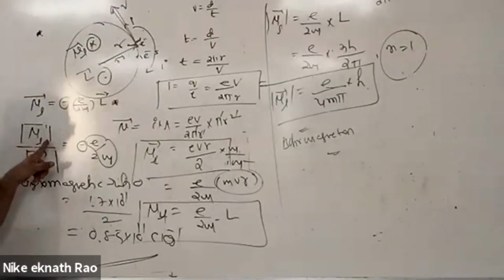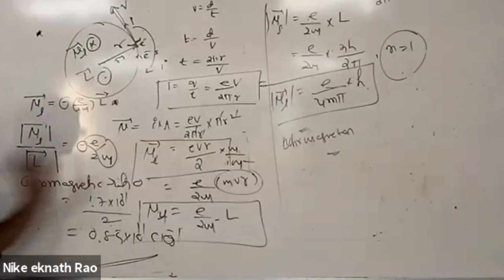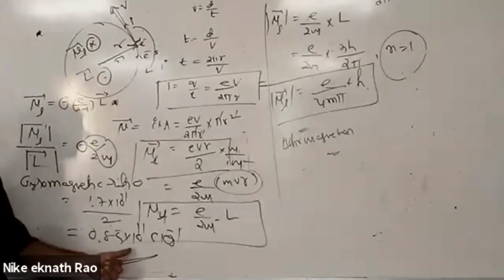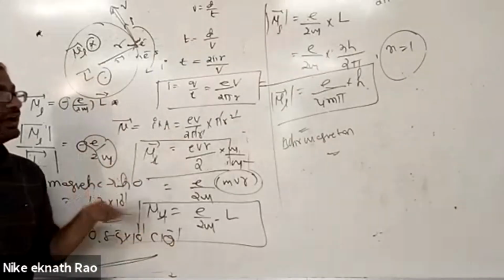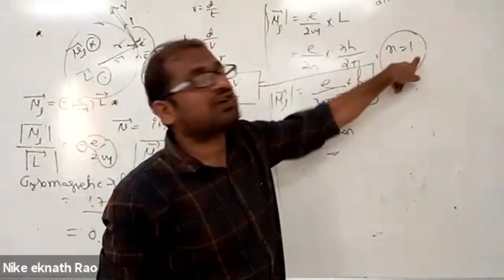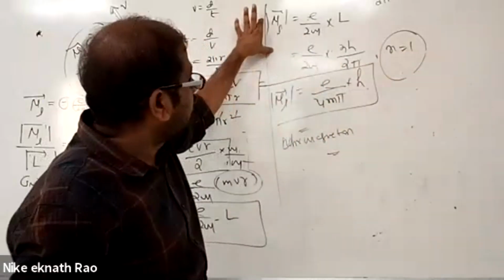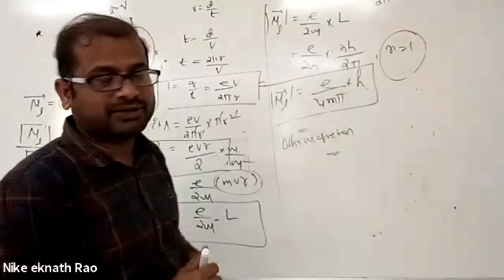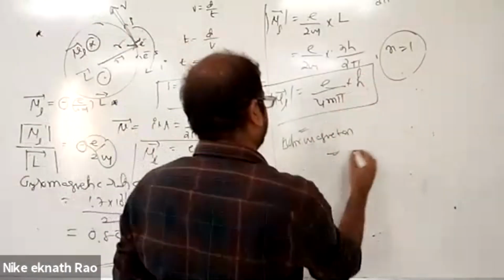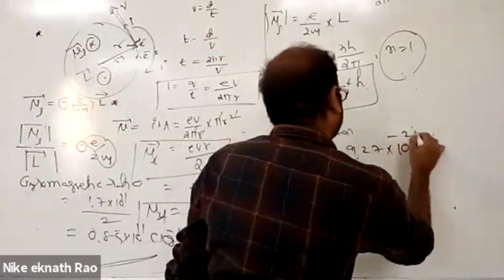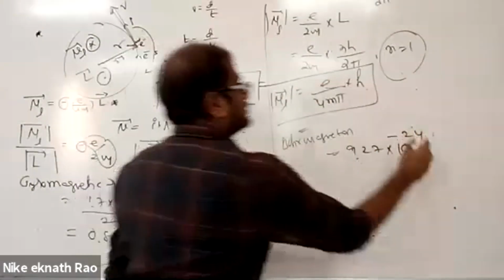Once again I am repeating: the ratio of magnetic dipole moment vector magnitude to angular momentum vector magnitude is called the gyromagnetic ratio. How much value? e/2m, which is 0.85 into 10 power 11 coulomb per kg. And the magnetic moment vector magnitude in the Bohr first orbit is called the Bohr magneton. Its value, 9.27 something will come, simplify: 9.27 into 10 power minus 24 ampere meter square.